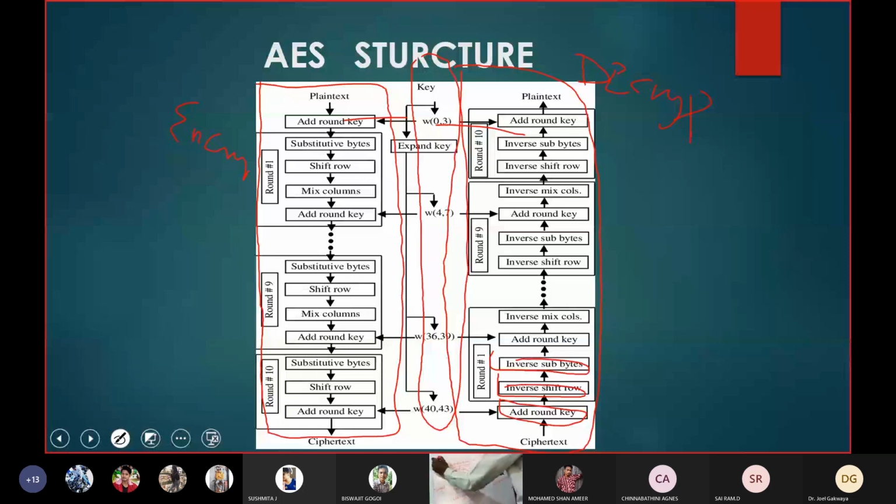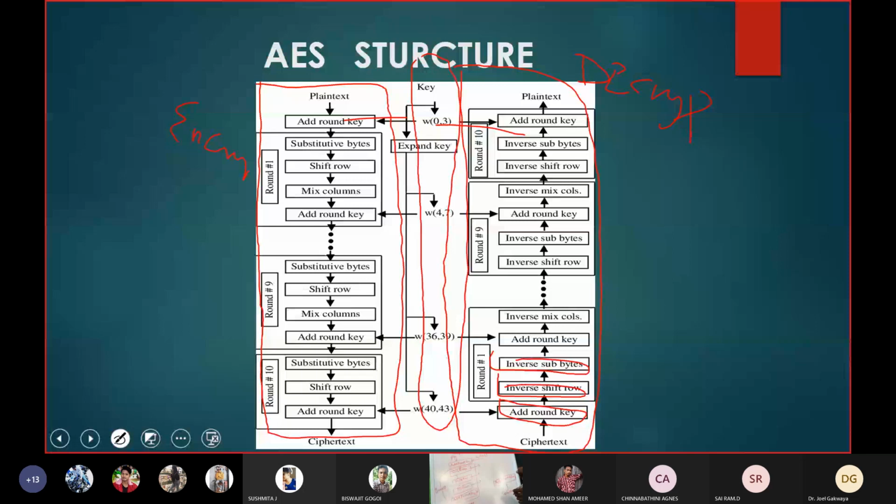This is encryption, please note it. Now I'm going to have a decryption here. So this is add round key here. Then in this add round, I'm going to put a ciphertext. Ciphertext is going to be the input, whereas in encryption, plain text was the input. Here, PT, plain text was the input. Here, ciphertext is the input.